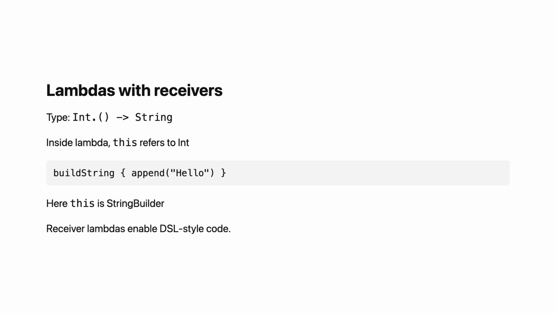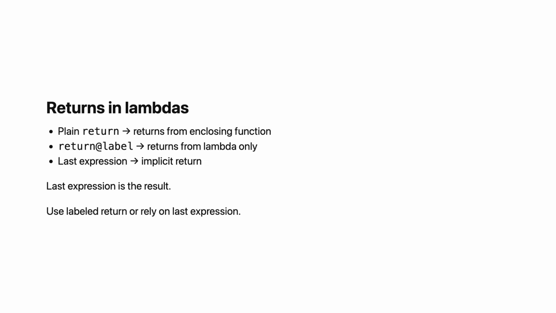Some lambdas have a receiver, like extension functions. The type looks like Int.() -> String. A lambda with Int as receiver, returning String. Inside such a lambda, this refers to the receiver. This enables DSLs and builder patterns. apply, run, and with use lambdas with receivers. val result = buildString { append("hello"); append(" "); append("world") }. Inside the lambda, this is the StringBuilder. Lambdas with receivers make configuration code clean and readable.